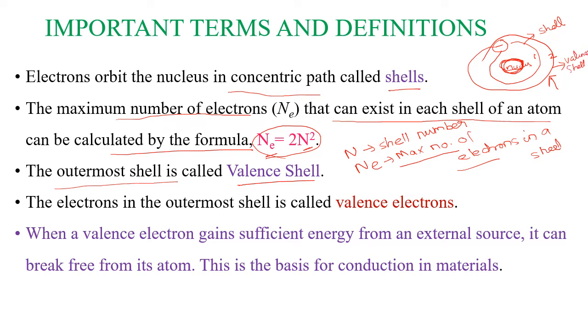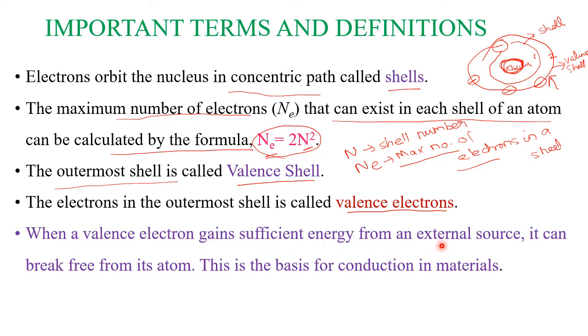Valence shell. And what are valence electrons? The electrons in the outermost shell are called valence electrons. So this is the outermost shell, and if there are some electrons here, then those electrons are called valence electrons.